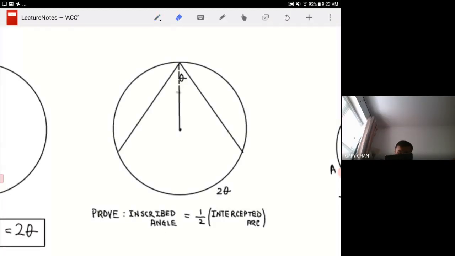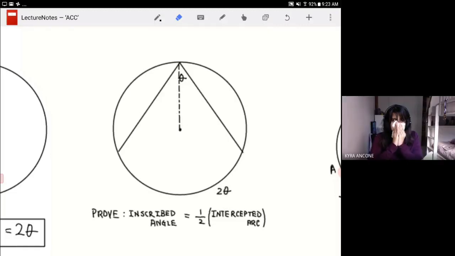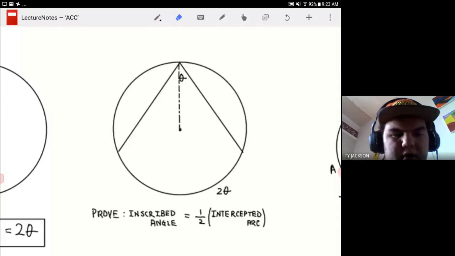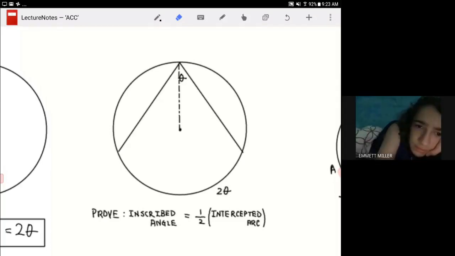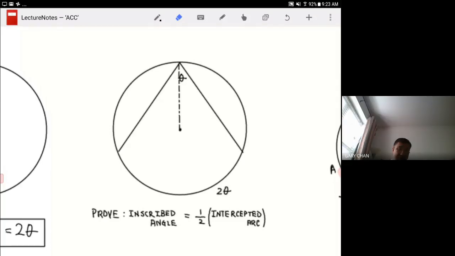Is it guaranteed that this radius that I drew will bisect theta? No. Not necessarily. I hope that you guys recognize that, okay? It's not a guarantee that the radius that was just drawn will bisect theta.